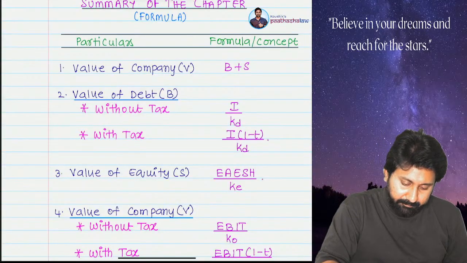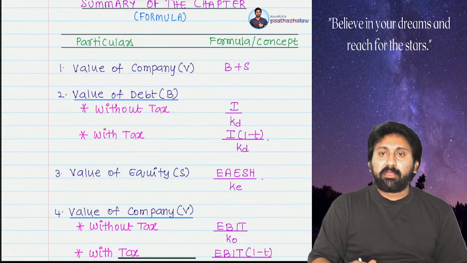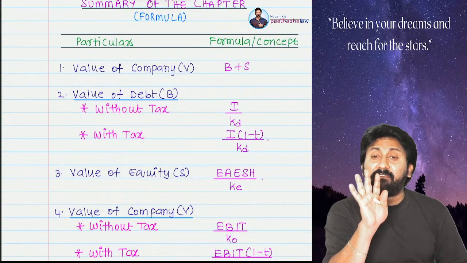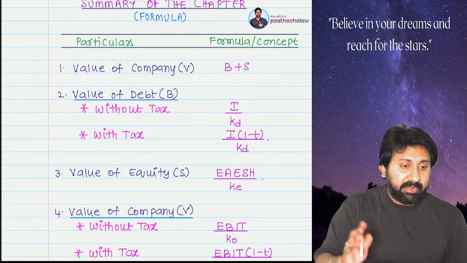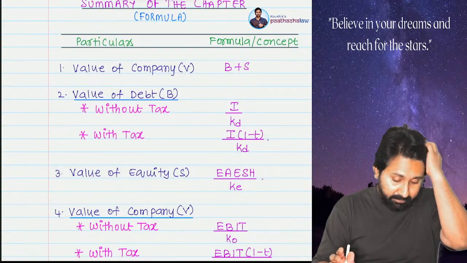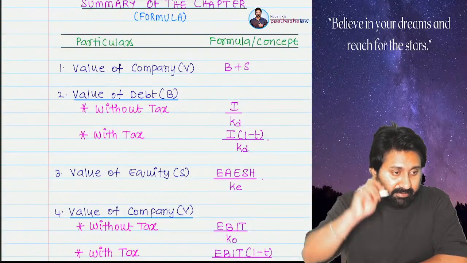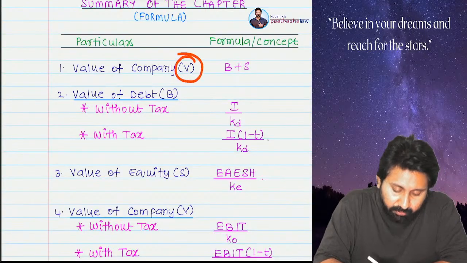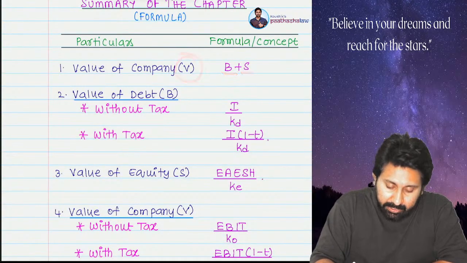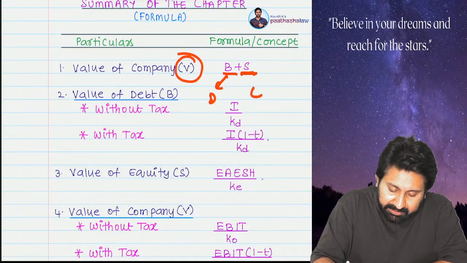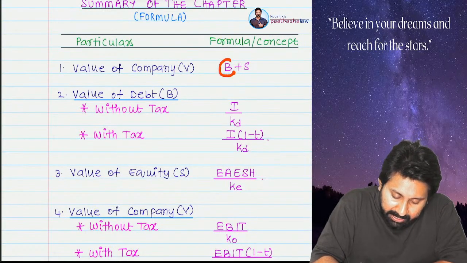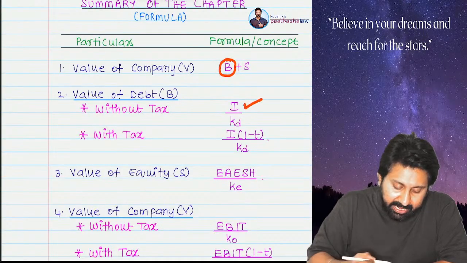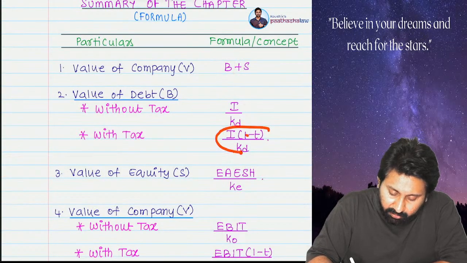First, there are four very important formulae in this chapter. The base of this entire chapter is based on four formulae. Let us see what they are. First one, company value: V equals B plus S. B means debt, S means equity. In that, B can be calculated as I by KD, with tax I into 1 minus T by KD.